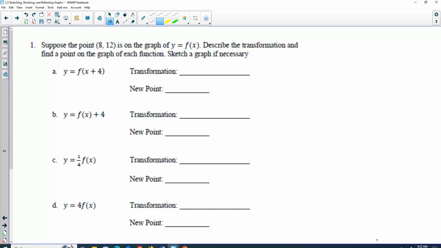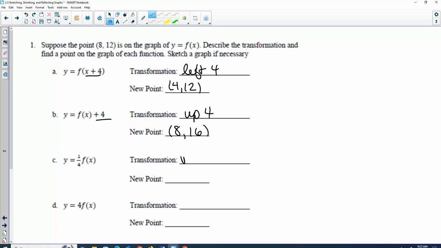Remember, the trick I told you, inside is x does the opposite. Outside is y does what it says. So when I see an x plus 4, that's inside, so it's changing the x value of my point, and it does the opposite. What does a plus 4 do to our graph in terms of the transformation? So you do the opposite to your x, so you subtract 4, so it becomes 4, 12. Okay, outside is y does what it says, so the plus 4 would move our graph up 4, so in our point, we add 4 to the y, so 8, 16.